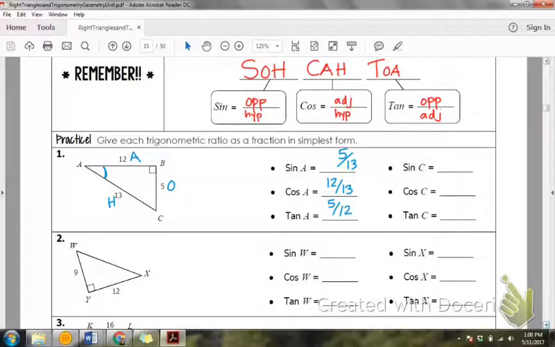Do you guys notice that all three of these, none of them are the same? None of your ratios are the same. They should not duplicate each other. They're not the same. Okay.